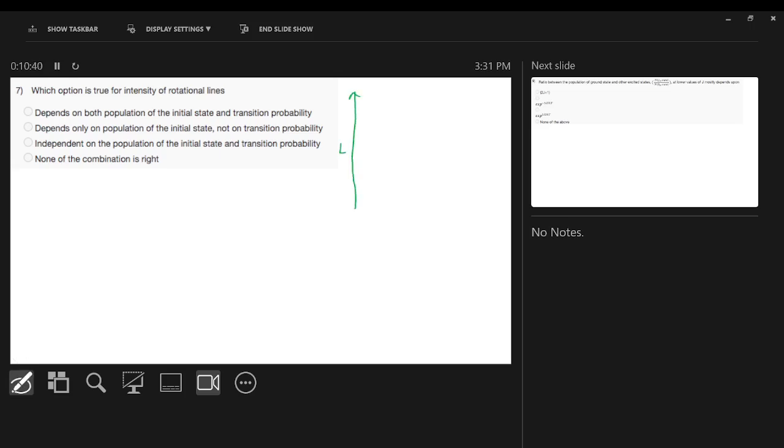Let's say this is an energy level diagram, showing different rotational energy levels: 0, 1, 2, 3. This is the jth level. Some transitions happen from j equal to 0 to 1, then 1 to 2, and then 2 to 3. Because of these transitions, we get a rotational spectrum. We plot intensity against wave number, and we get one line because of 0 to 1, another for 1 to 2, and another for 2 to 3.